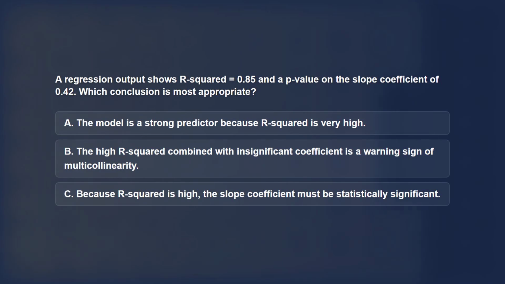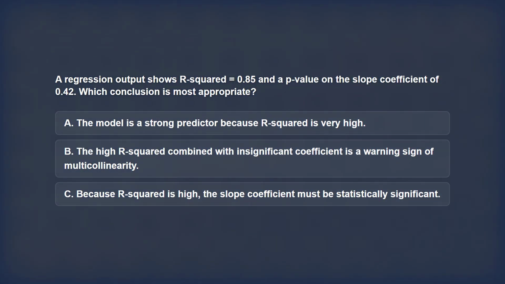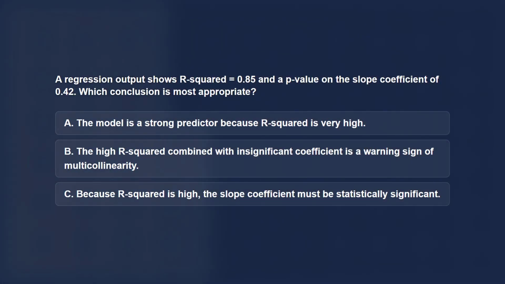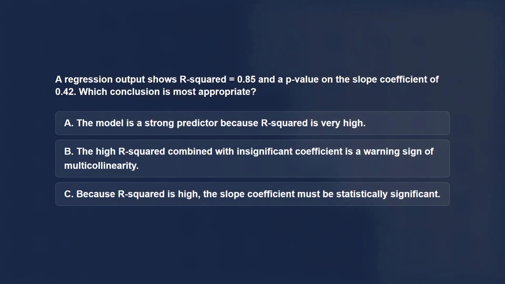Third question, the multicollinearity paradox. A regression output shows R-squared equals 0.85 and a p-value on the slope coefficient of 0.42. Which conclusion is most appropriate? Option A, the model is a strong predictor because R-squared is very high. Option B, the high R-squared combined with insignificant coefficient is a warning sign of multicollinearity. Option C, because R-squared is high, the slope must be statistically significant.